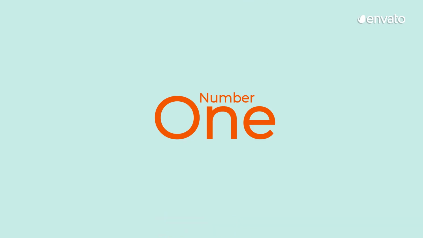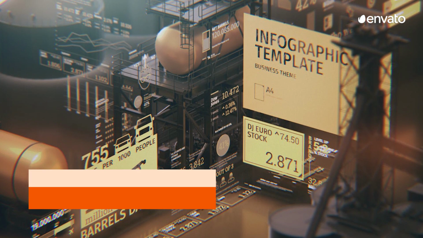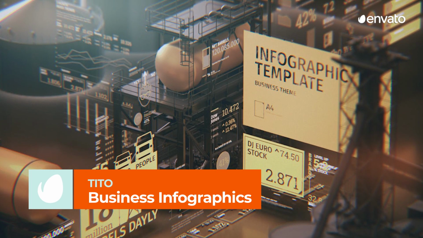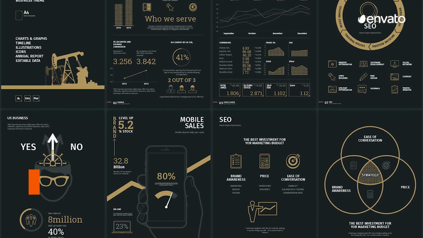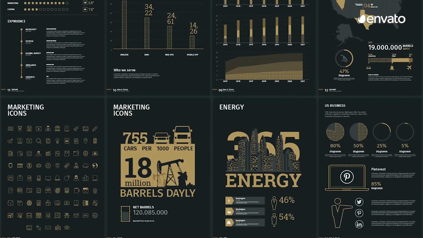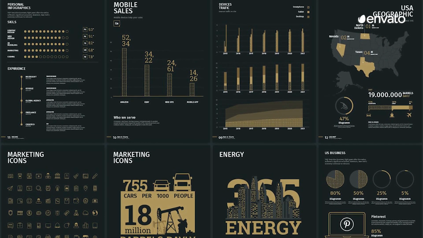Number 1. Business Infographics by Tito. Taking out the top spot in this countdown is an infographic pack with an industrial feel. Perfectly suited to business presentations, marketing efforts, and many other purposes, these versatile templates will make designing digital and printable assets much easier.